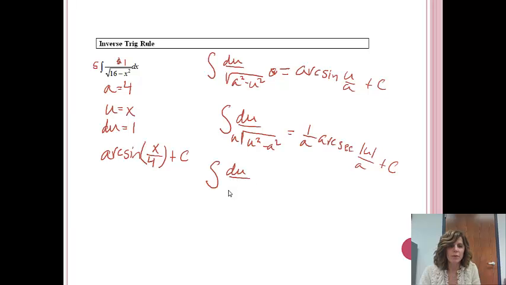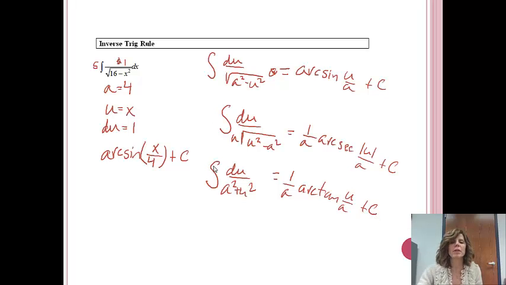And then the other one that we do have is du over a squared plus u squared, and if we have something like that, that's going to be 1 over a arctangent u over a plus c. So those will be very helpful as you're doing inverse trig rules. If you notice something that looks like that, then you can apply the inverse trig rule.